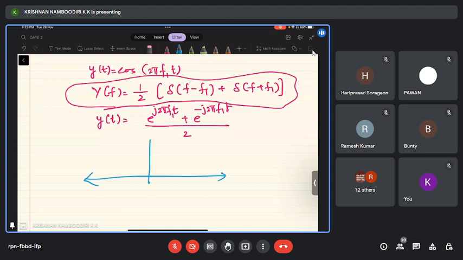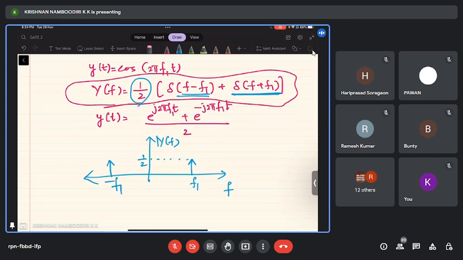This is 0, this is f, this is Y of f, the x and y axes. Here there will be two delta functions, one at f1 corresponding to delta of f minus f1, and one at minus f1 corresponding to delta of f plus f1. It has the value half because there is a half here, right? But forget about the half. We just need to focus on the frequency components. I'm not bothered about the magnitude as far as this question is concerned.